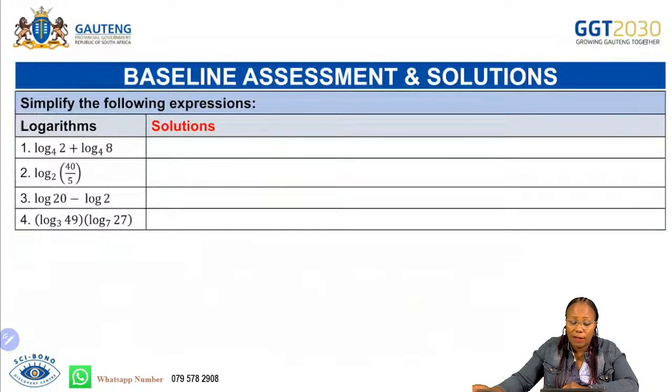And then now let's take the last baseline. I am also giving you 2 minutes on this one.